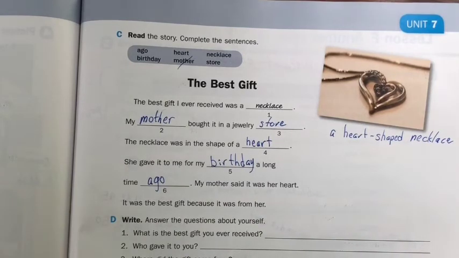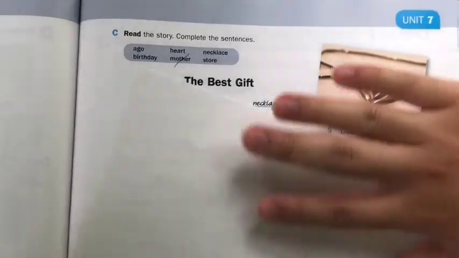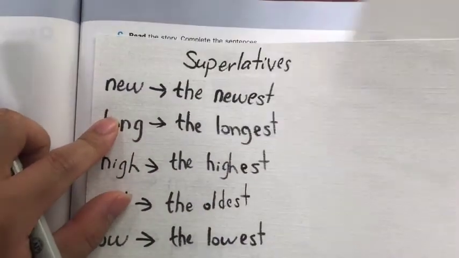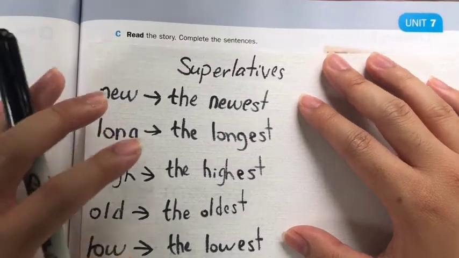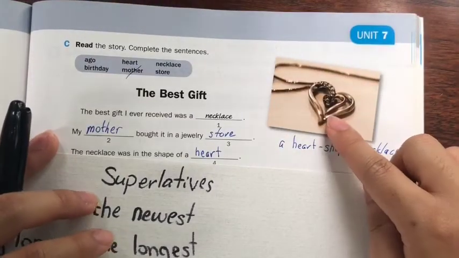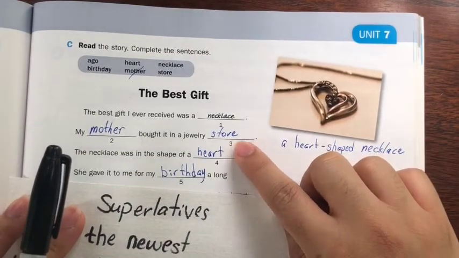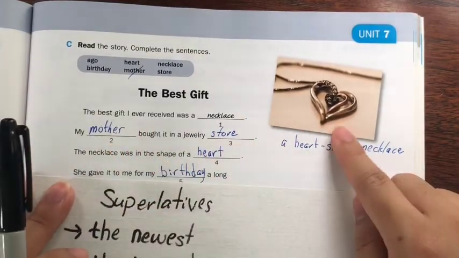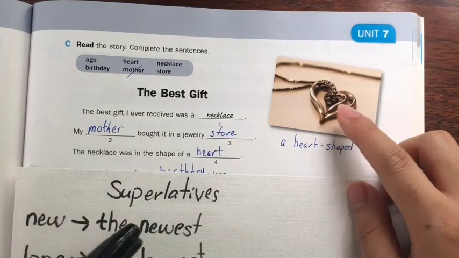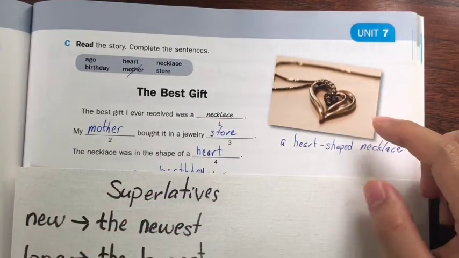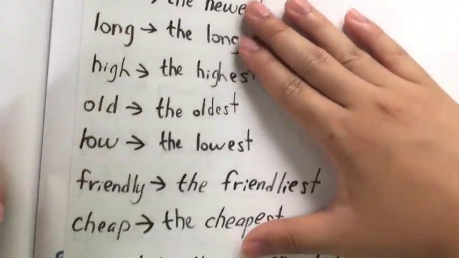Okay, so let's talk about this necklace with superlatives. Remember, superlatives are when we compare 3 or more things. So we want to compare this necklace with all of the other necklaces in the jewelry store. Why did her mother choose this necklace? We need to compare this necklace with the hundreds of other necklaces in the jewelry store. Why did she get this one?